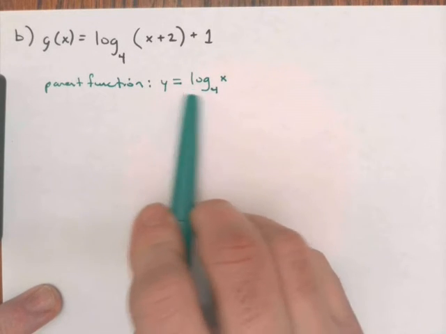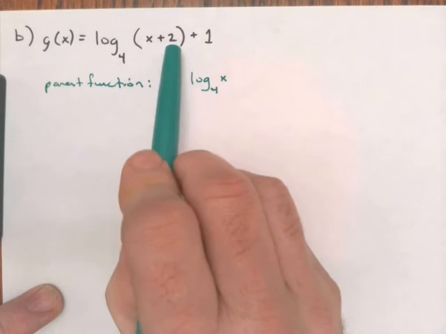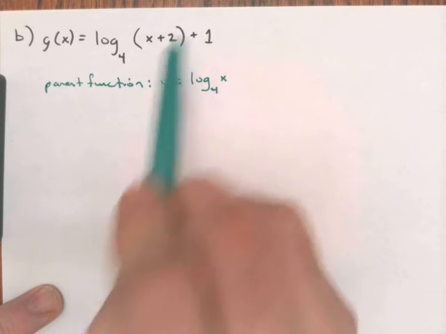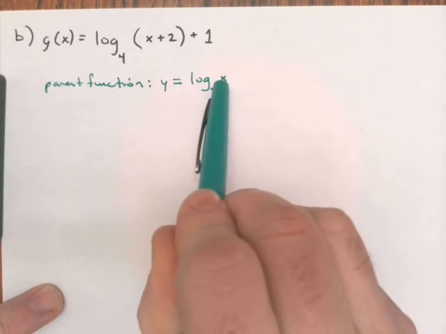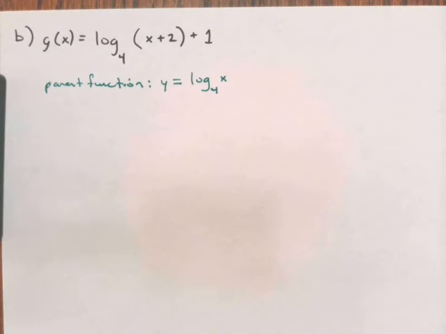Once I know what this graph looks like, then I can use transformations due to the +2 and the +1 that are there to take this graph and move it into the correct position.